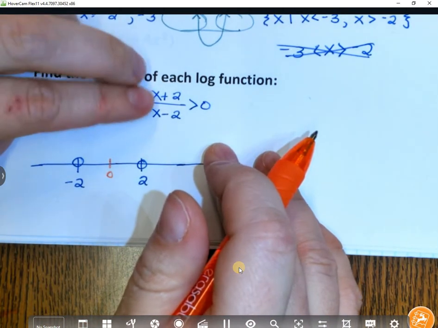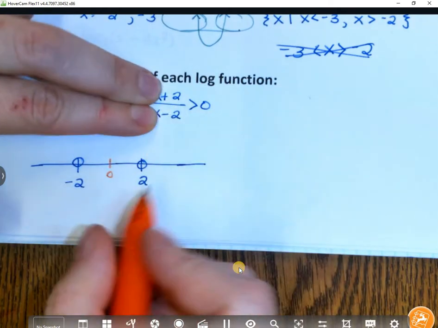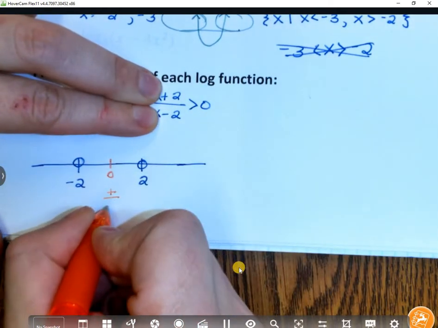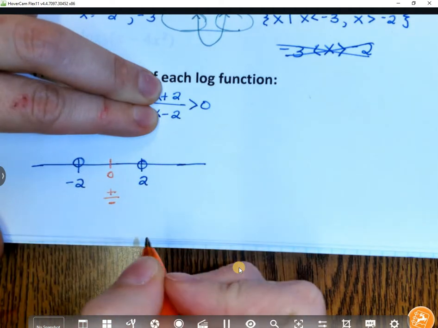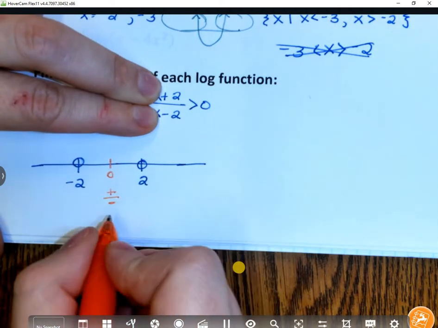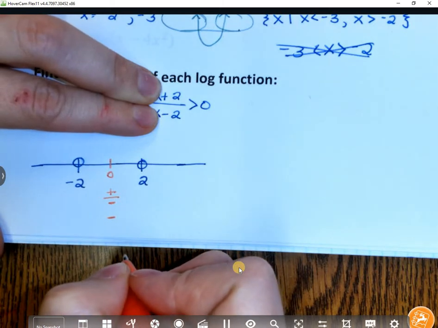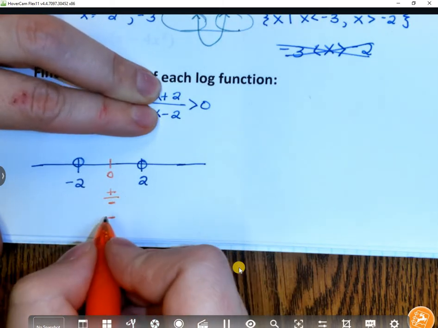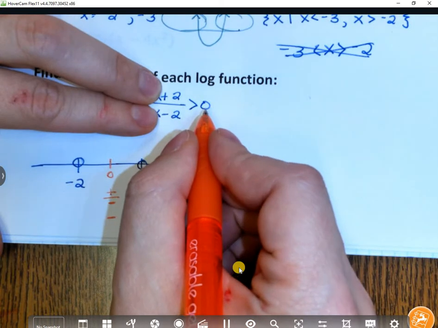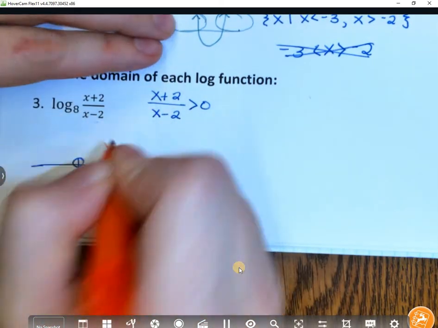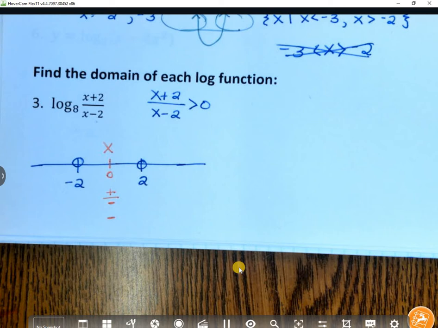If x was 0, I would have a positive over a negative. What's my answer going to be? Negative. All I care about is the sign. I don't care about the value. And is that going to be bigger than 0? Nope. That is not part of the answer.